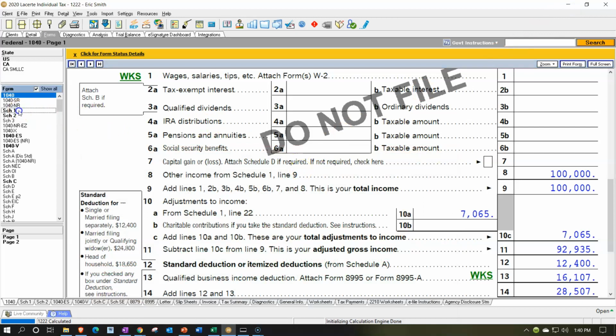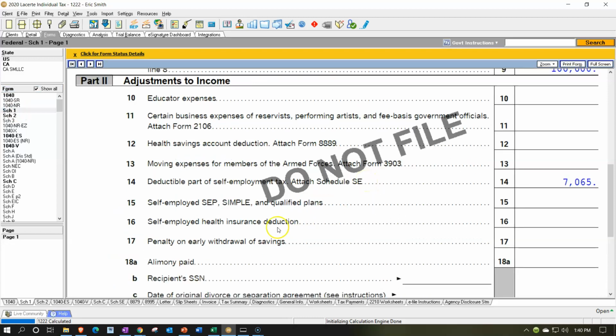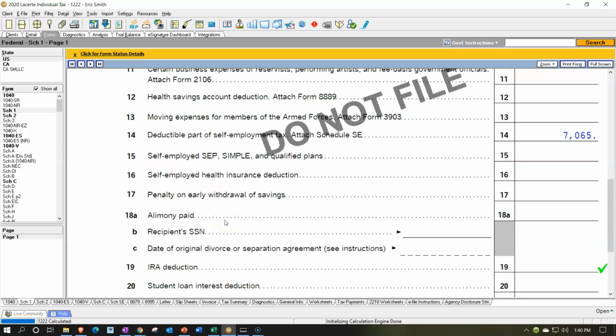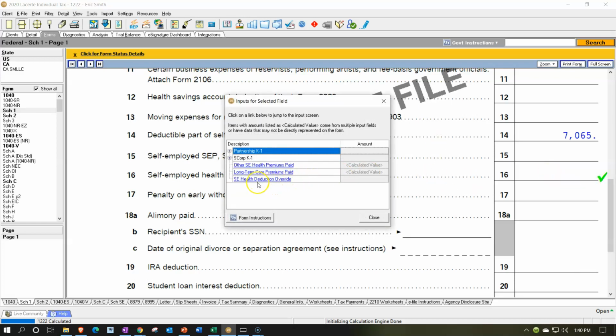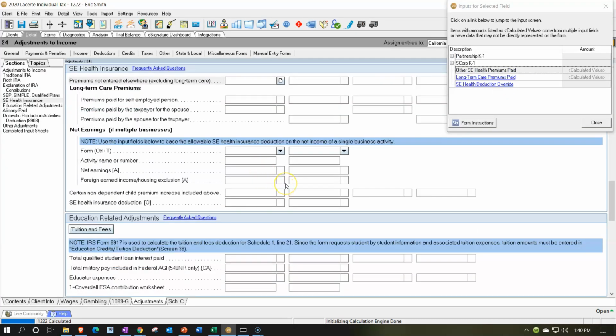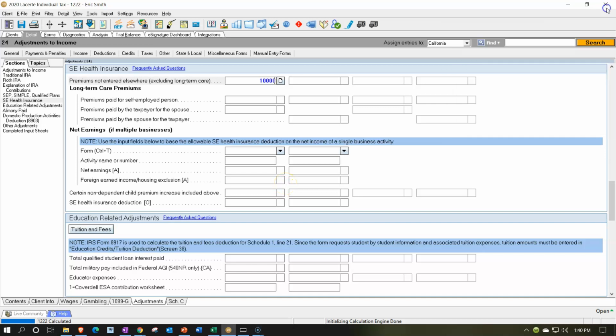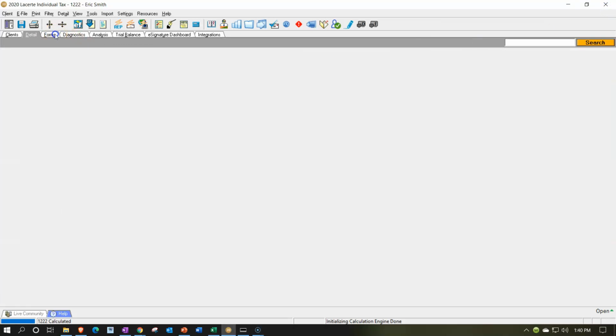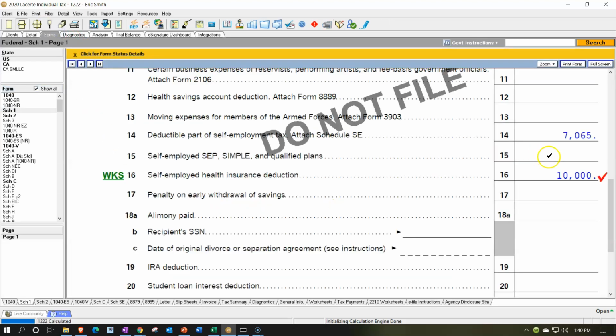So then we're going to say, okay, we're going to go to Schedule 1, and we're going to go down to the health insurance. That's on line 16. So I'm going to say line 16 is the self-employed health insurance. Right click on it, jumping to it. I'm going to say we want the self-employment health insurance deduction. So I'm not going to do the override, but the deduction. I'm going to say here that we have the 10,000. So I'm going to say, okay, we'll bring that on back to the form. And so there we have the 10,000. So 10,000 has now been included.